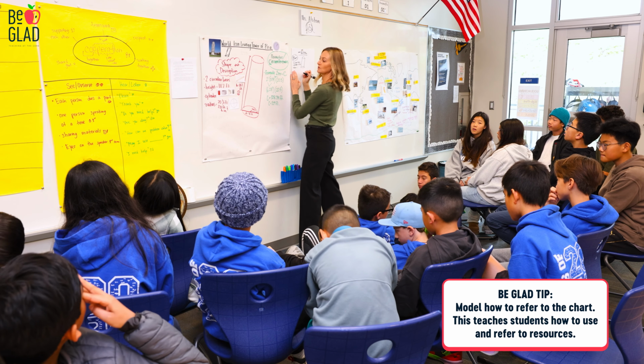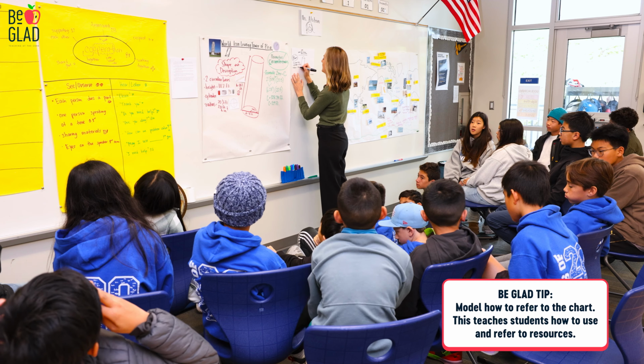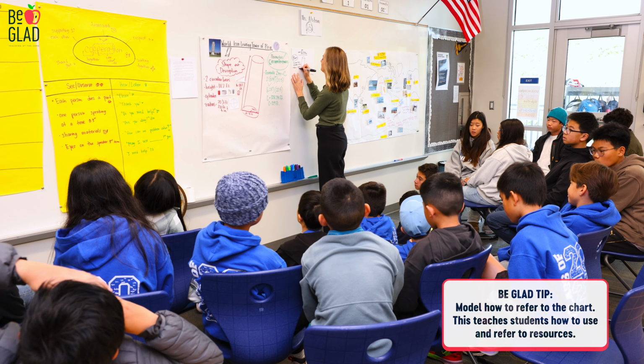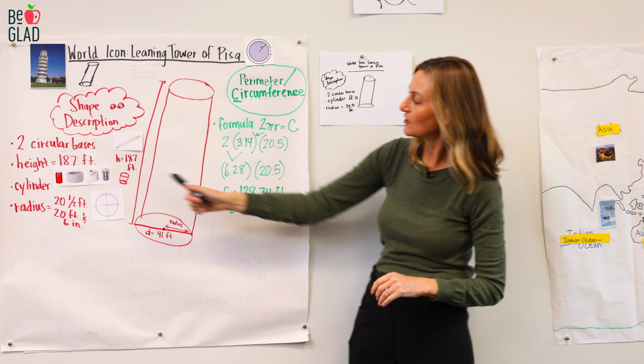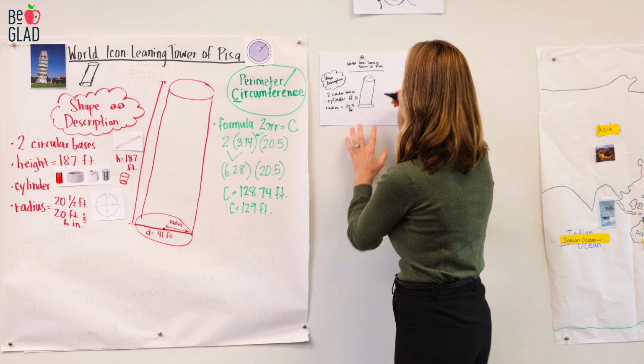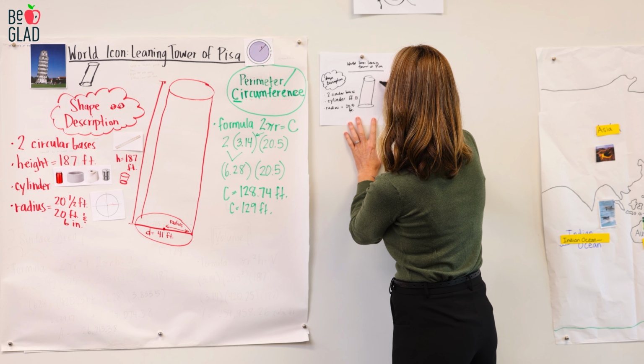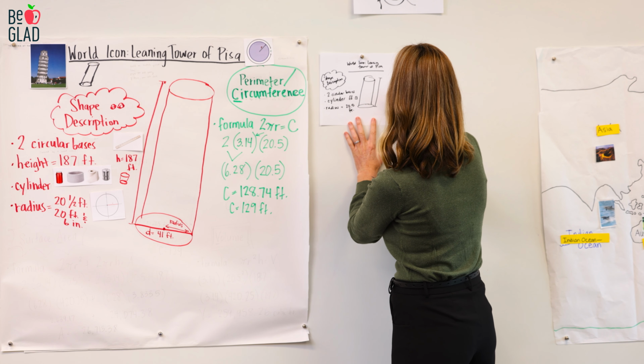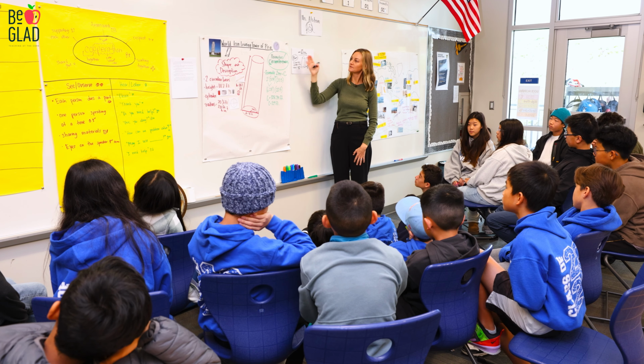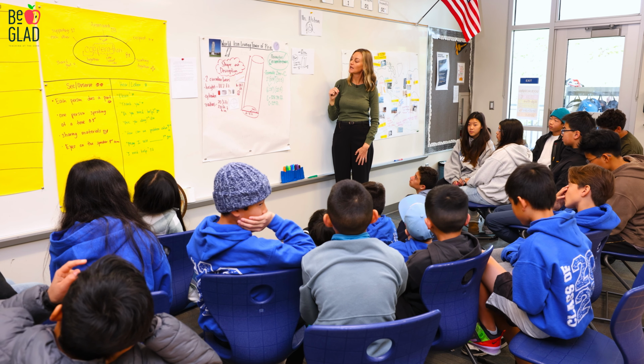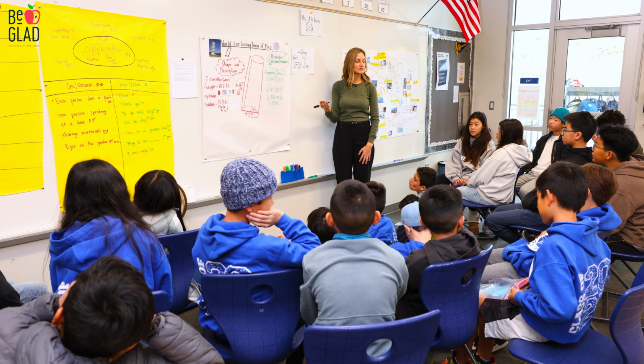I want to remember to record the radius. Radius is equal to 20.5, or I could say 20.5 feet. Other important information, I know we're going to need to use this height later for other math problems, so I'm going to go ahead and record it as height equals 187 feet. I'll copy this information as well about the perimeter and circumference, but you can also add your own personal connections.